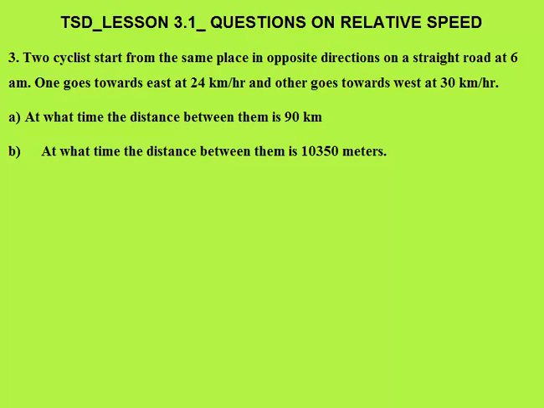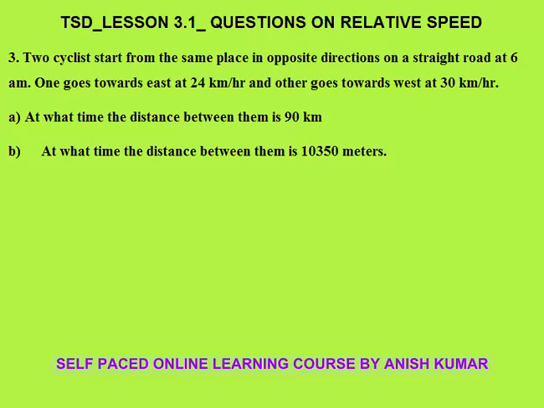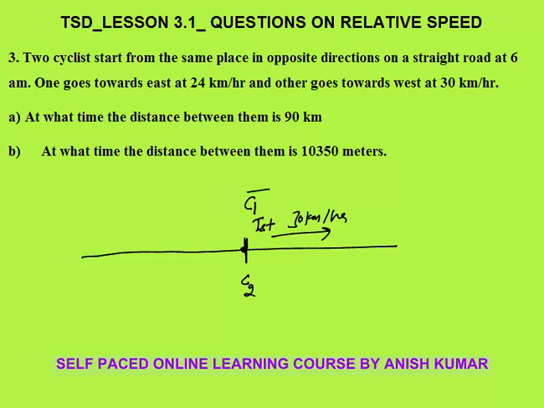Question 3 is, two cyclists start from the same place in opposite directions on a straight road at 6 AM. One goes toward east and the other goes towards west. Let's say this is a straight road. Here are the two cyclists. The first cyclist went towards the west at a speed of 30 km per hour. His speed is 30 km per hour. Cyclist number 1, C1 I am writing. C2 is also starting from the same position. He is moving here towards east at a speed of 24 km per hour.